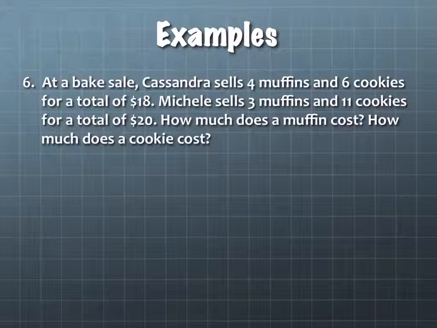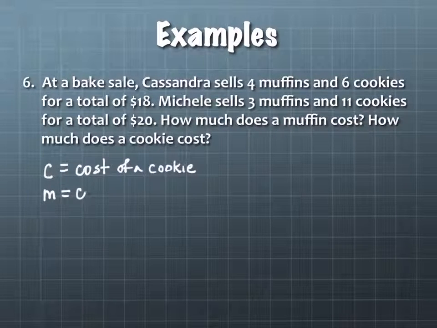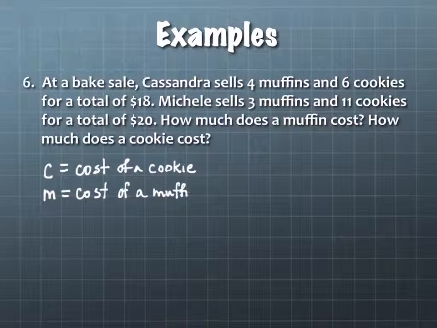All right, so when we're looking at what we're finding here, we'll use C and M just so that I can show you that it'll be okay if we don't use X and Y. What would C be? The cost of a cookie. Very good. So this is actually a cost. This time we want to write it that way. Cost of a cookie. And M would be the cost of a muffin. Okay, so far so good?